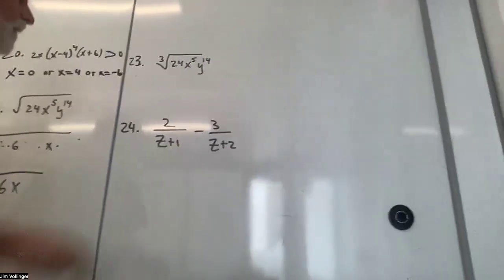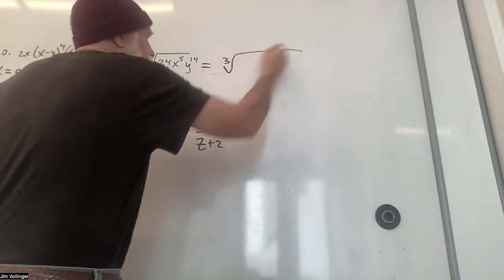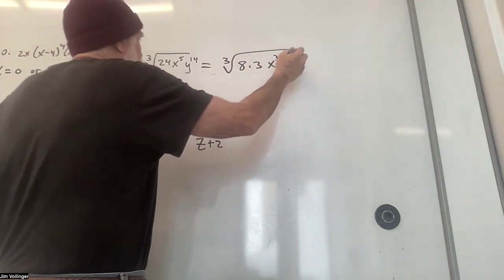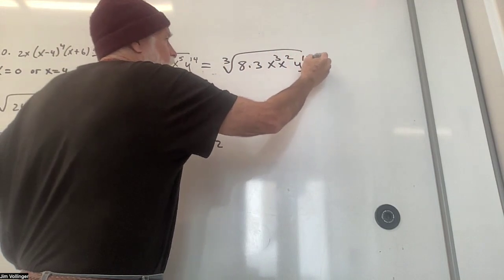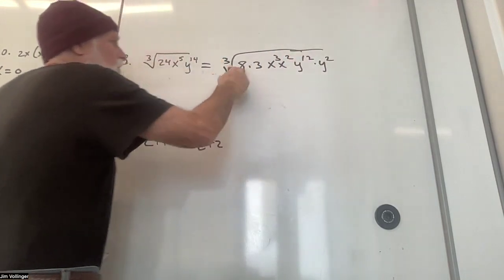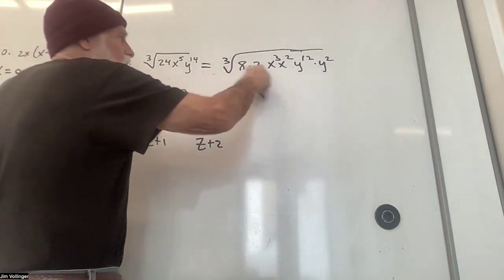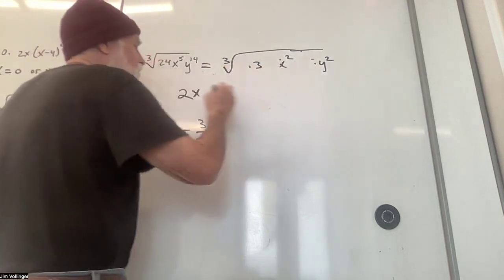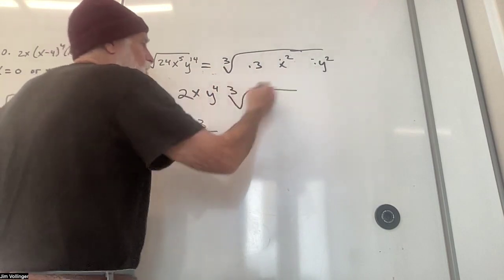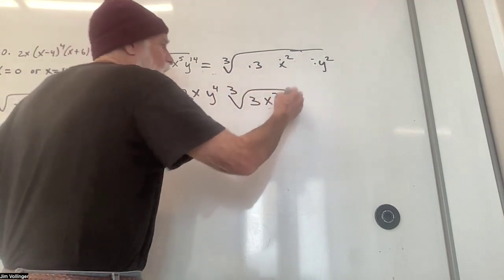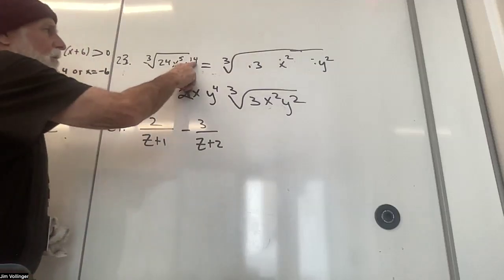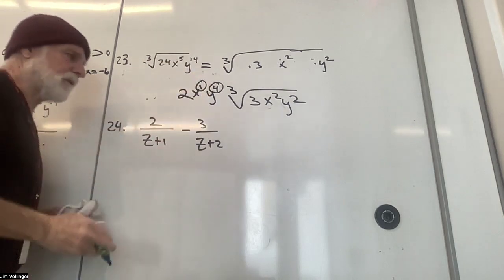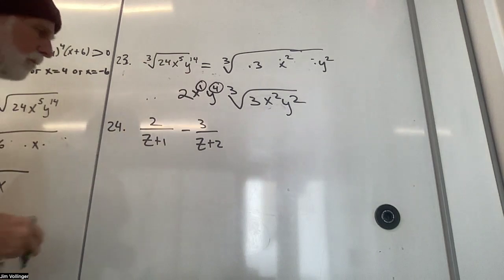Cube root. Well, I see the cube root of 24 is 8 times 3. X to the 5th is x cubed times x squared. Y to the 14th is y to the 12th times y squared. Okay, I know the cube root of 8 is 2. I know the cube root of x cubed is x. I know the cube root of y to the 12th is y to the 4th. What I don't know is what the cube root of 3 is, x squared and y squared. Now, how many times does 3 go into 14? 4. How many times does 3 go into 5? 1. Okay, so there are shortcuts. Bingo, bango, bongo.